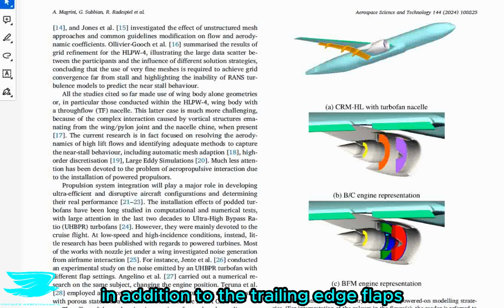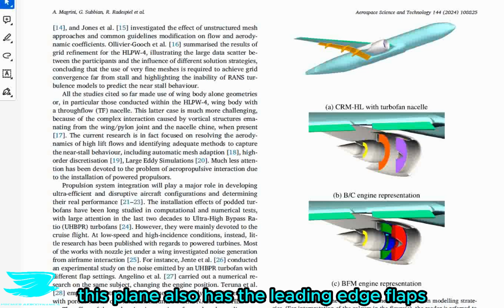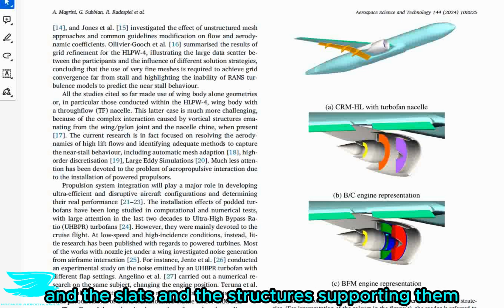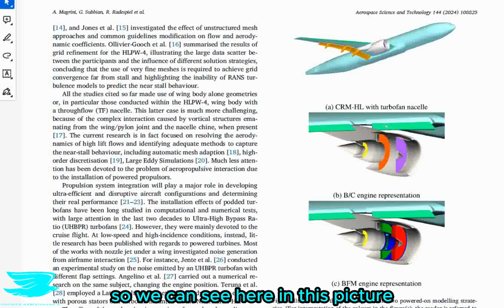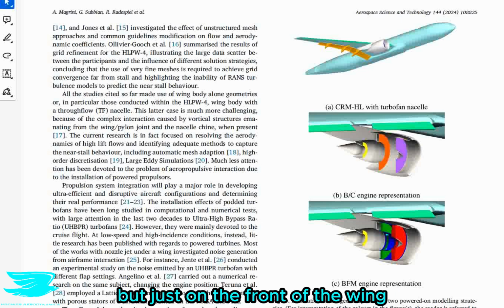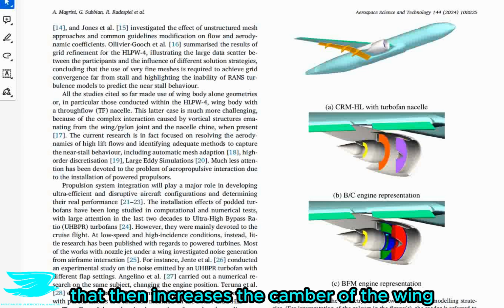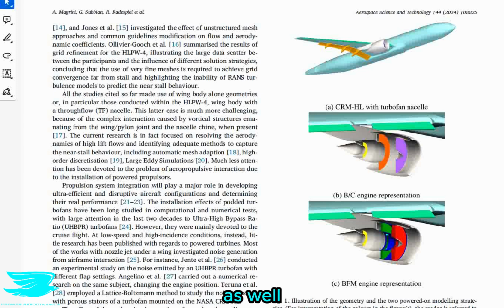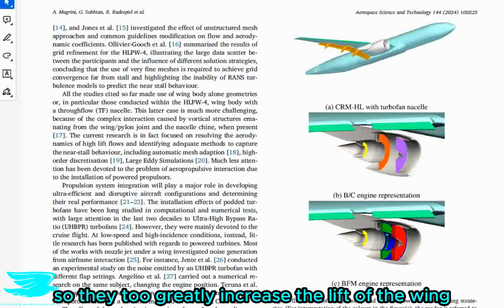In addition to the trailing edge flaps, this plane also has the leading edge flaps and the slats and the structures supporting them. So we can see here in this picture the slats coming through here. And the leading edge slats kind of do the same thing as the trailing edge flaps, but just on the front of the wing. They extend forward and down. That then increases the camber of the wing and the surface area of the wing as well. So they too greatly increase the lift of the wing.